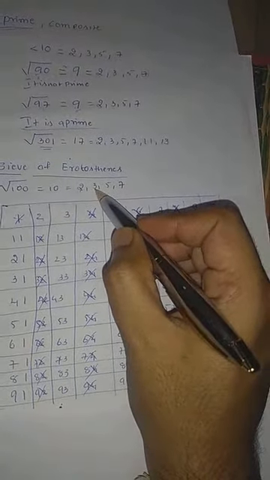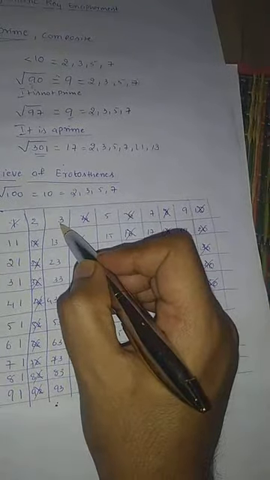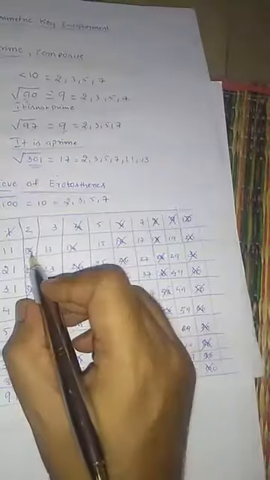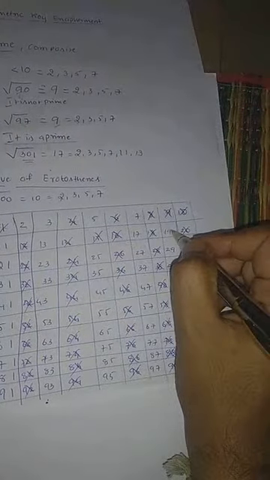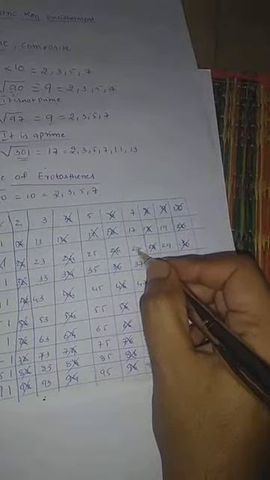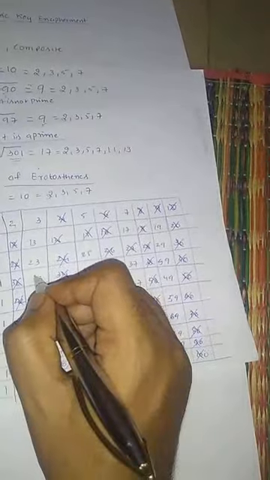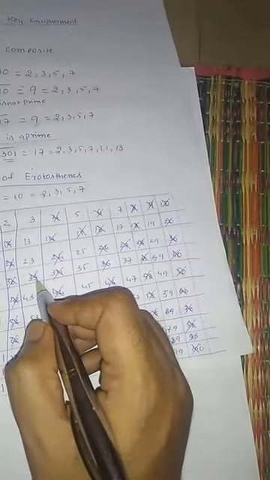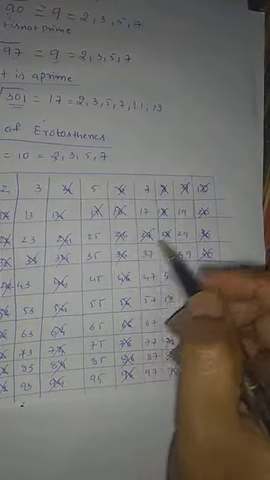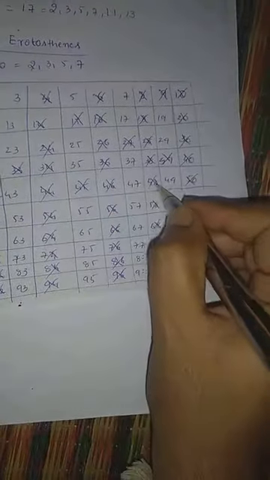Again, let me go for another value, 3. 3 ones are 3, so you just keep it as it is and do not strike it out. 3 twos are 6, already struck out. 3 threes are 9, 3 fours are 12, 3 fives are 15, 18, 21, 24, 27, 30, 33, 36, 39, 42, 45, 48.